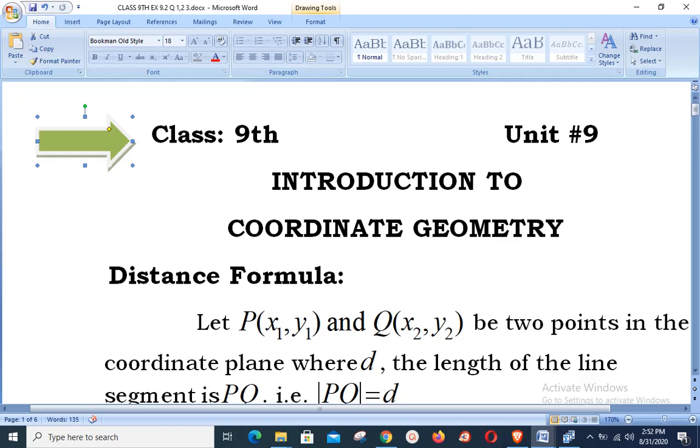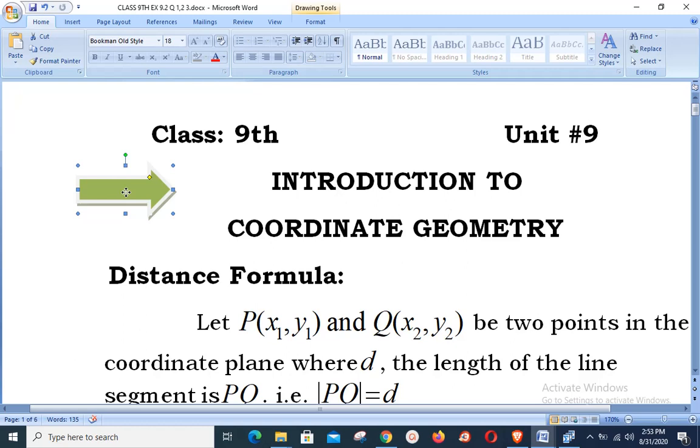Dear students, our today's lesson is related to class 9th, unit number 9. The name of the unit is Introduction to Coordinate Geometry. Dear students, what is coordinate geometry? Coordinate geometry is the study of geometrical shapes in the Cartesian plane, whereas the study of geometrical shapes in a plane is called plane geometry.